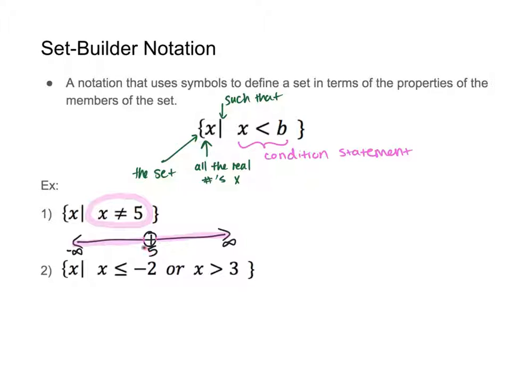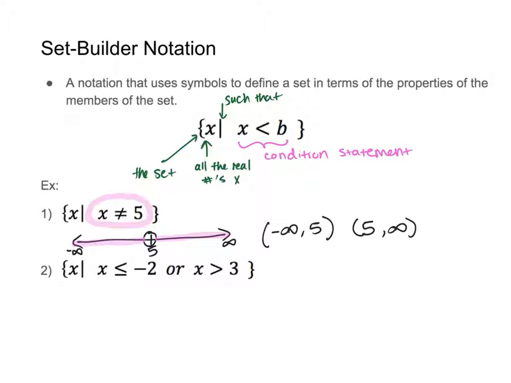These 2 will be my first endpoints, negative infinity to 5. I need a parenthesis on the 5 because it's an open circle, and a parenthesis on the infinity because you always need a parenthesis on the infinities. And then 5 to infinity for the other side. I'm talking about this side here, so it's going from 5 to infinity. Parenthesis on the infinity and parenthesis on the 5.